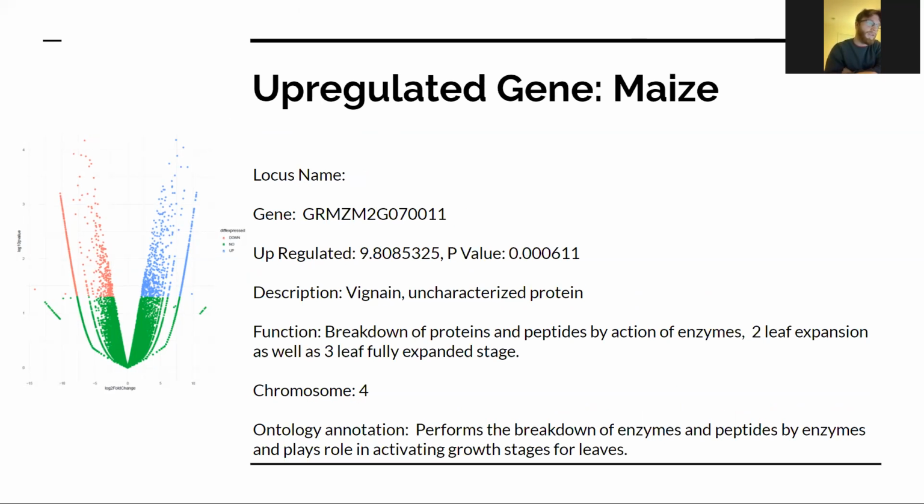And then the upregulated maize crop gene is an uncharacterized protein, but relates to drought because it works with the breakdown of proteins and peptides through enzymes, and also works with the 2 and 3 leaf expansion stages, which are related to growth.